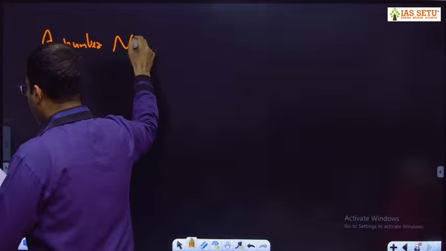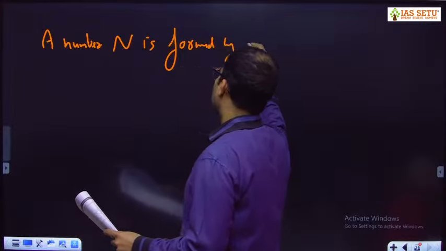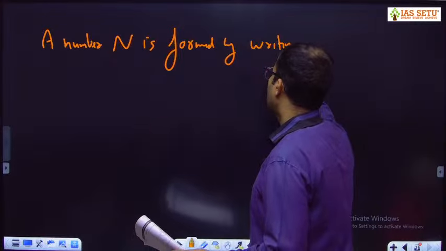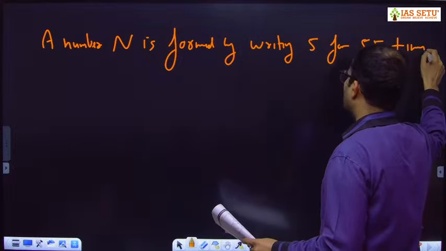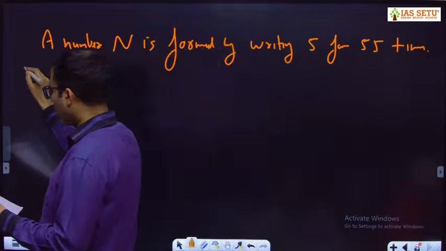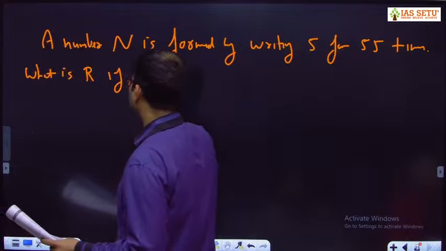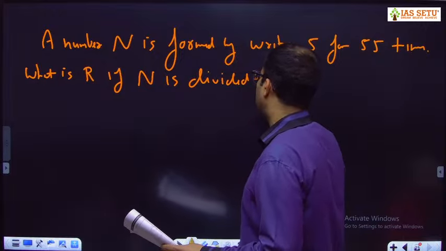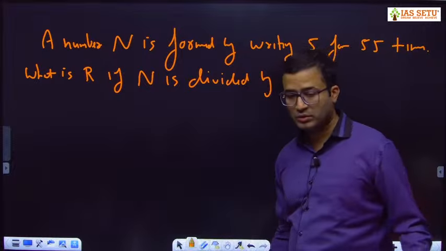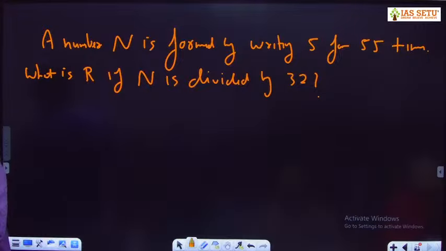My next question. A number n is formed by writing 5 for 55 times. What is the remainder if n is divided by 32? जो 16 से स्टार्ट हो गया, पहले क्वेश्चन देख लिया करो पूरा. Divided by 32. Take your time.